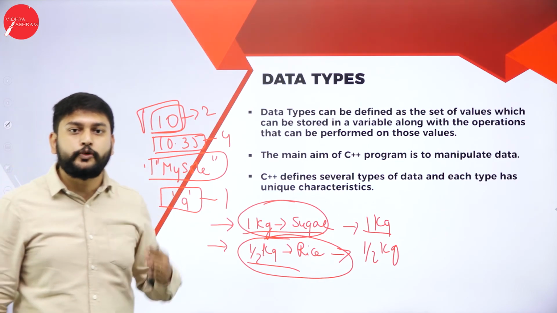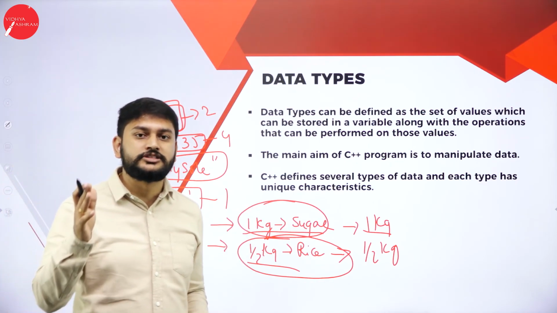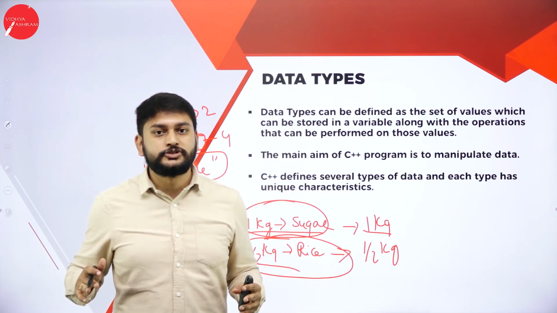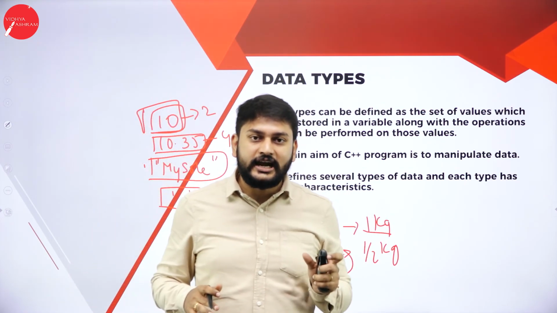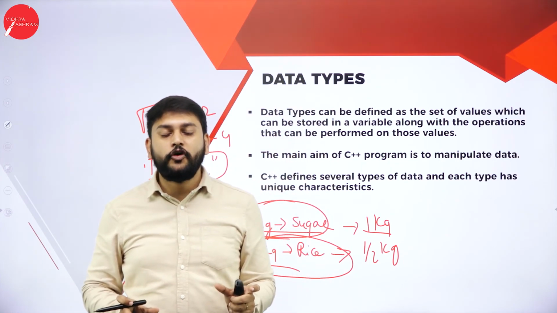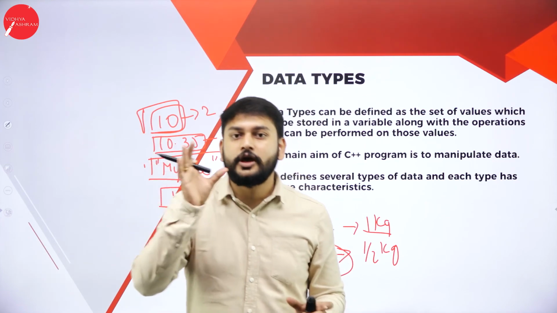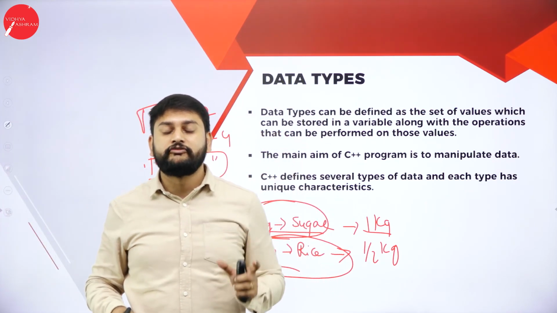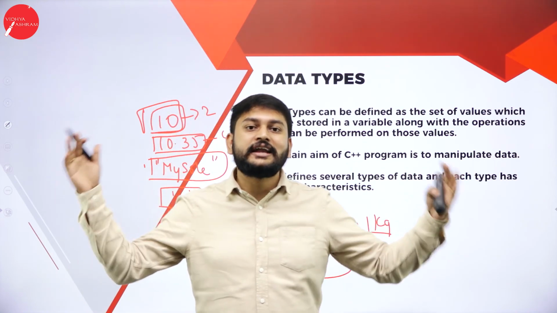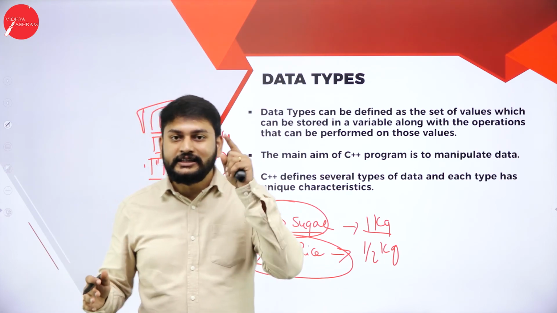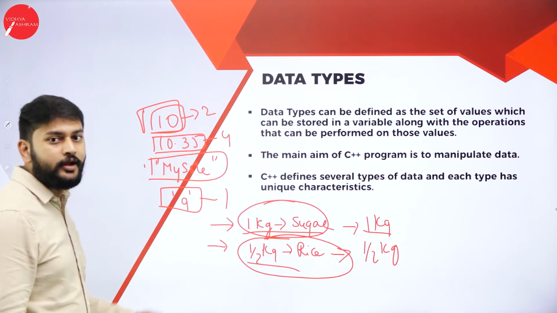To solve this problem, we are using a concept called data types. If I use integer data type, this much memory should be allocated. If I use float data type, this much memory should be allocated. This type of data should be stored. I have predefined it. So how many different data types do I have? I will be discussing that in detail in the coming slides. Moving on to the next slide.